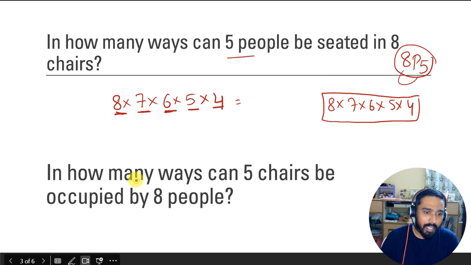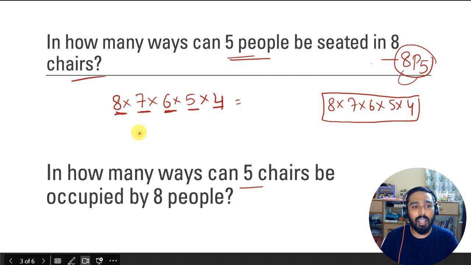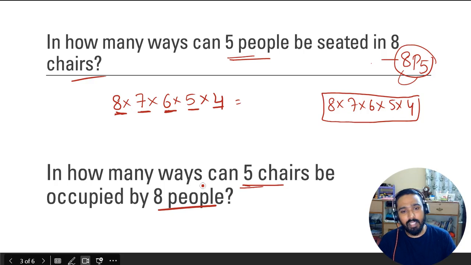Correct. Now, in how many ways can five chairs be occupied by eight people? Here there are five people and eight chairs, and here there are five chairs and eight people. Now, will there be any difference in the answer? There is no difference in the answer. यहाँ पे कोई भी difference नहीं है.